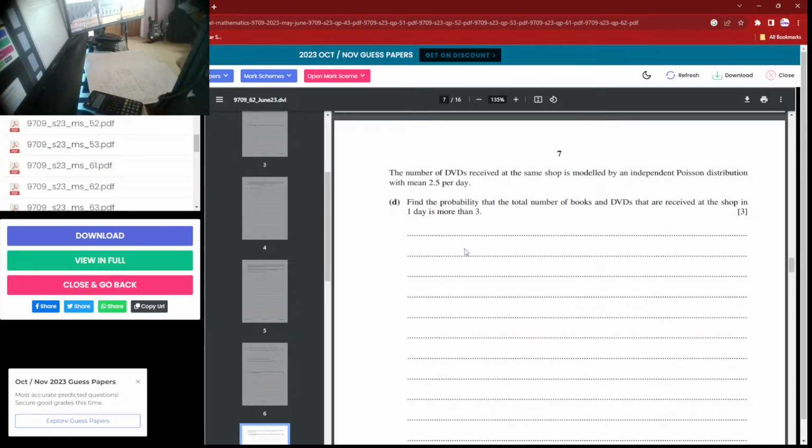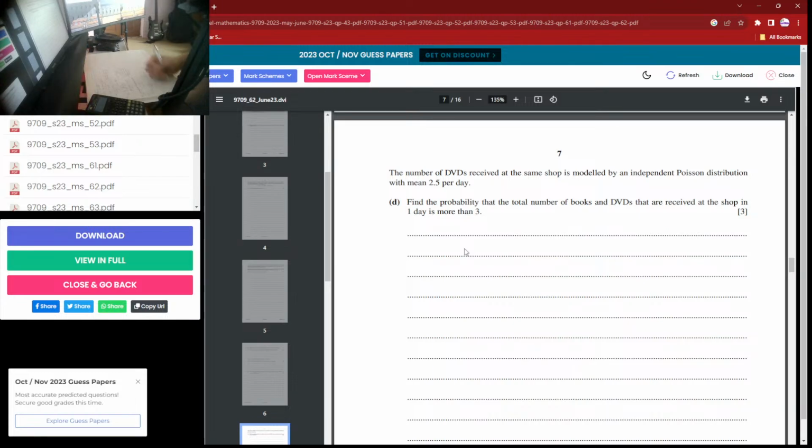So for this one, since it's two totally different things, we will have to add the means together. So we have 2.5 plus, what is the mean? Okay, 5.1 plus 2.5, we get 7.6. That's our mean. It's more than 3. So probability that x is more than 3. So we would find 1 minus P(X is less than or equal to 3). So for this one, 1 minus e to the negative 7.6 times 1 plus 7.6 plus 7.6 squared over 2 factorial plus 7.6 cubed over 3 factorial.